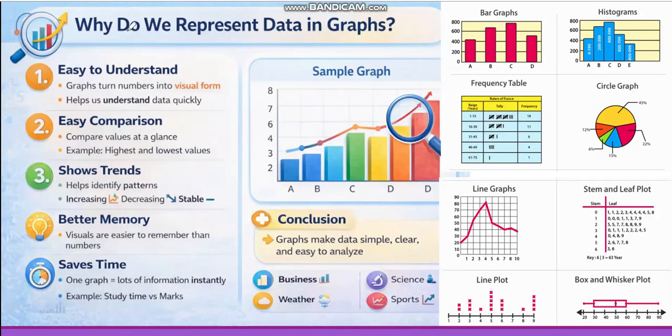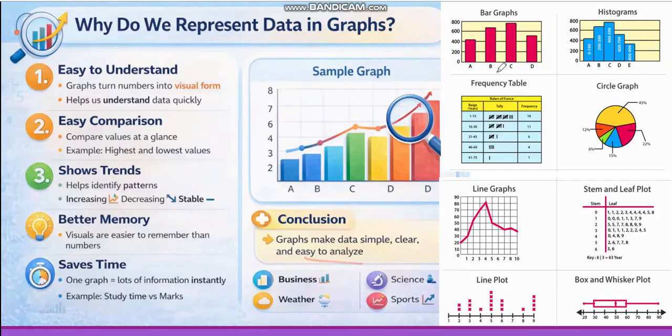Before moving to the questions, first we need to talk about why we represent data in graphs. When we represent the information in the form of graphs like bar graphs, histograms or pie charts, it becomes easy to understand, and we can easily compare the data. Also, we can observe the trends, that is, is it increasing or decreasing. We can also easily remember the visuals, and it saves time. We can quickly understand it. So if we conclude, graphs make data simple, clear, and easy to analyze.